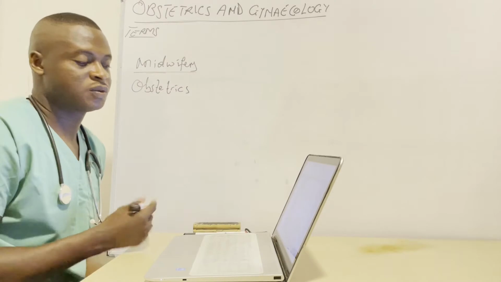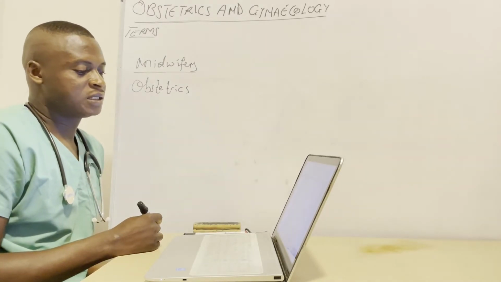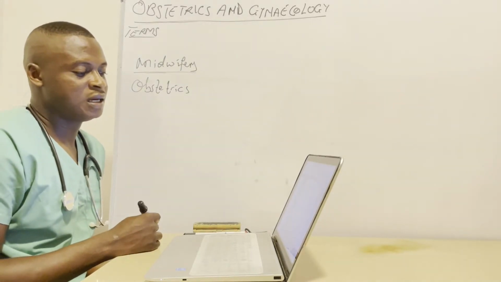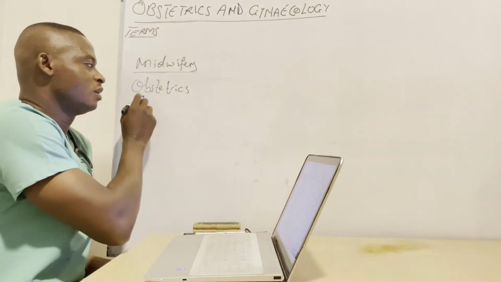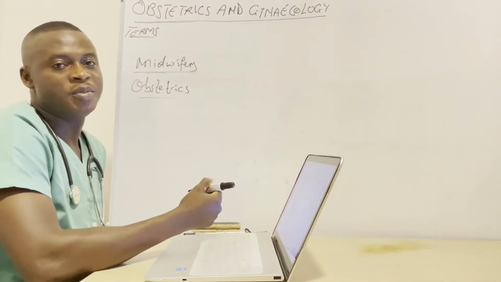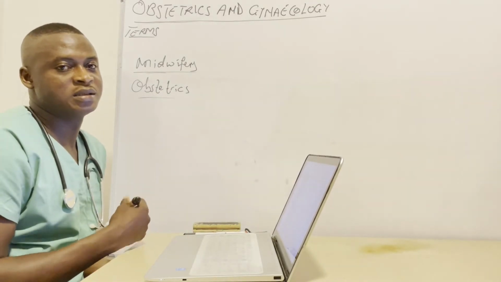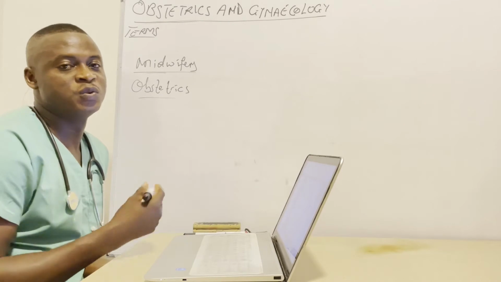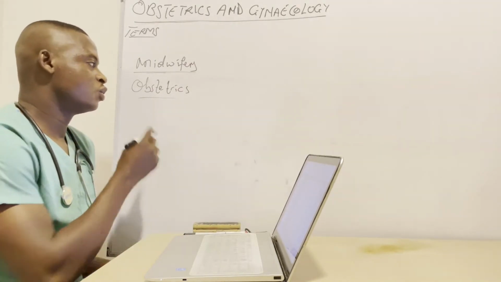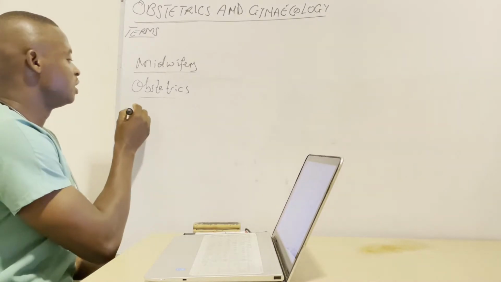The next word you want to look at is obstetrics. What does obstetrics mean? Obstetrics is the branch of medicine dealing with pregnancy, labor, and puerperium. So this is a branch of medicine that deals with pregnancy, labor, and also the puerperium stage, that is 8 weeks, specifically 8 weeks after delivery.